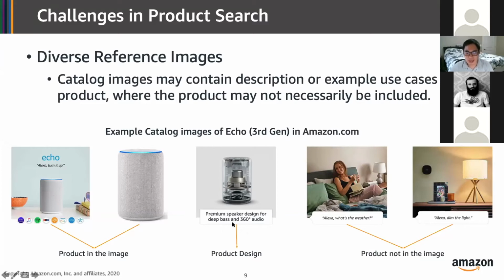It is more like a design graph, which shows the speaker inside the device. What's worse are the fourth and fifth images, because these two images are showing the use case of this product. They are not actually showing the product itself, and the product itself is not in this image. All these problems make the training algorithm very difficult to design, and it's hard to handle all these issues.